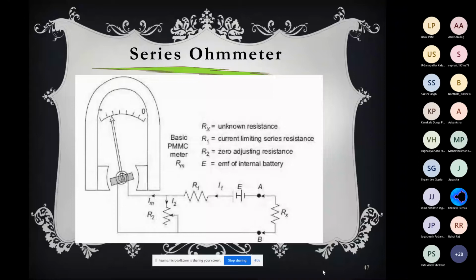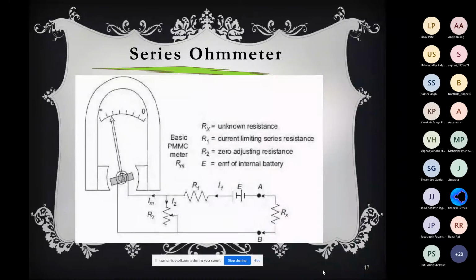So then what you have to do: R2 is a variable resistance. You have to change the variable resistance so that the specific current passes through it and the pointer goes to the 0 position. The main takeaway is that before starting the readings, when you short this, you should see whether the pointer is showing at the 0 point or not. If it is not, you have to vary the resistance R2 such that it shows the 0 point.